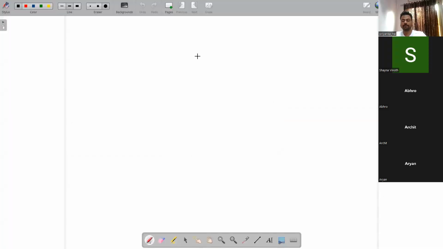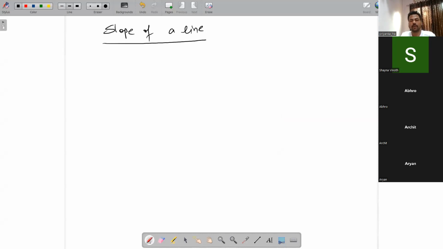So today we'll discuss slope of a line. Slope of a line. How to define slope of a line?